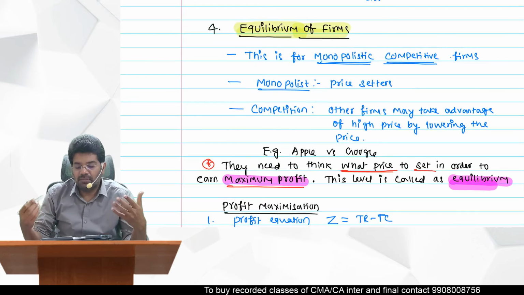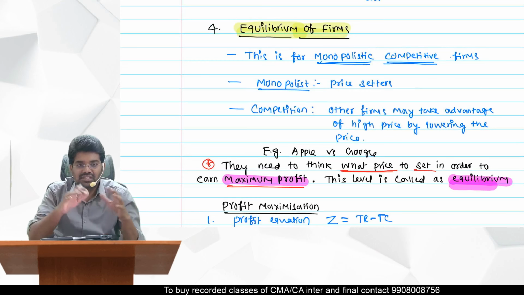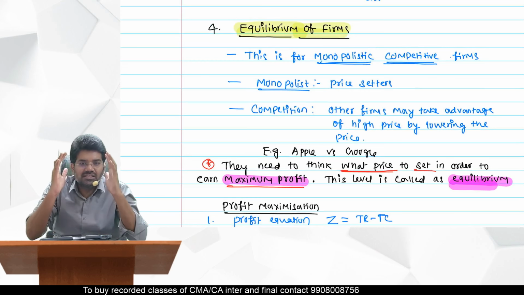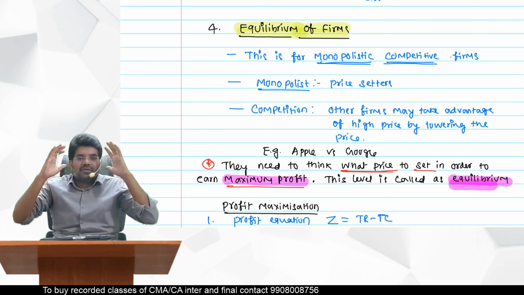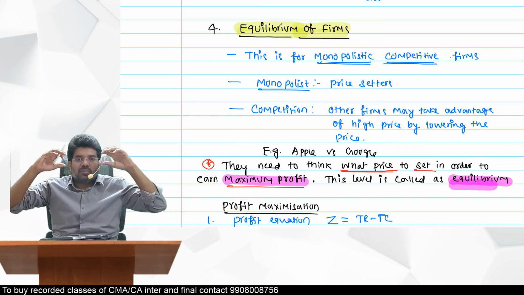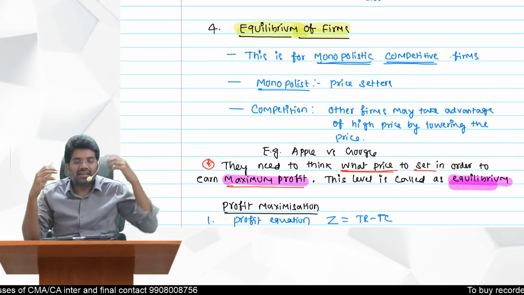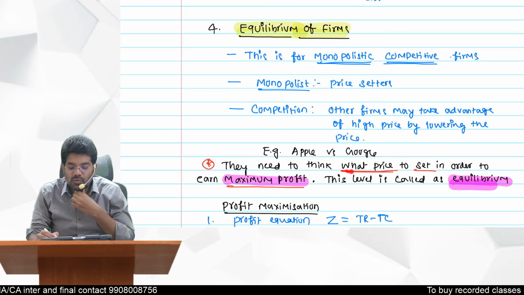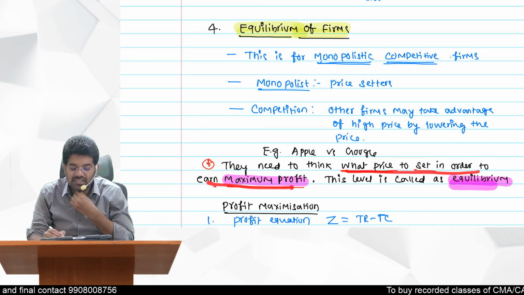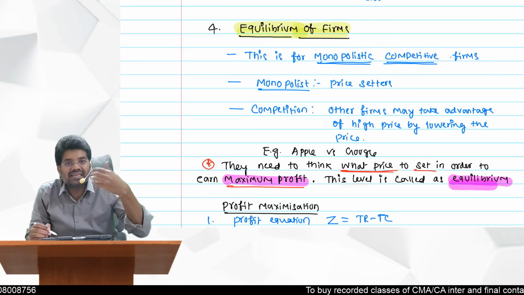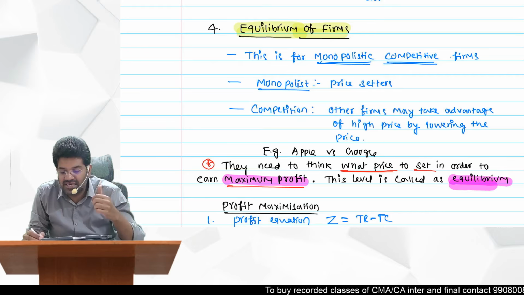Whether Apple or Google, because they are competitive firms, they need to think at what price, what is the profit maximizing price they should fix. So that is their dilemma. They need to think what price to set in order to earn maximum profit. This profit maximizing price level is what is called the equilibrium.